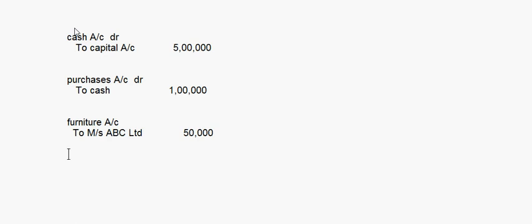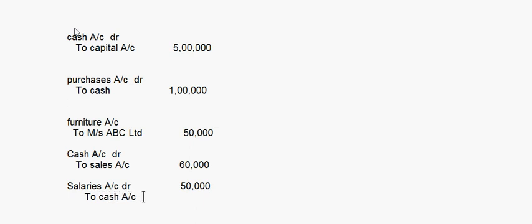And then you write cash sales, so cash account debit to sales account, let's say 60,000, right? Paid salaries, salaries account debit 50,000 to cash account, okay? Suppose these are the journal entries which I have. Now here I'll first of all tell you how to do it for the cash and capital account.